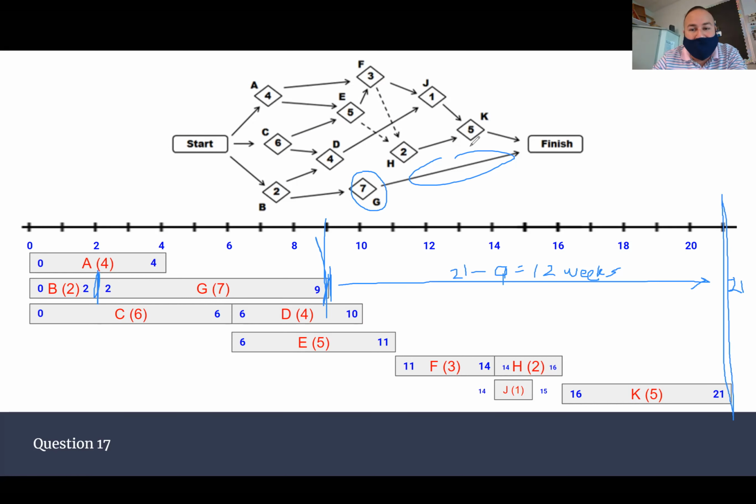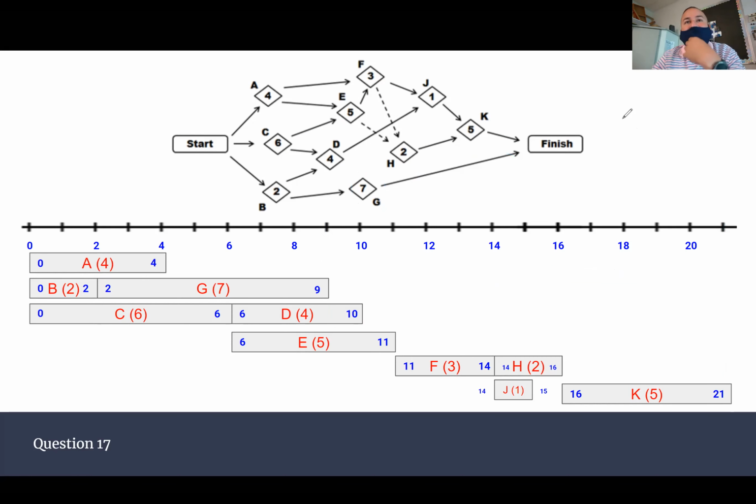For 22 and 23, you can answer strictly from just looking at the timeline. 22 says, after how many weeks is the earliest that H could start? Well, H is right here. We set it up that way because it can't start any earlier than that. So what's the answer to number 22? 14 weeks. H can't start any earlier than 14 weeks.